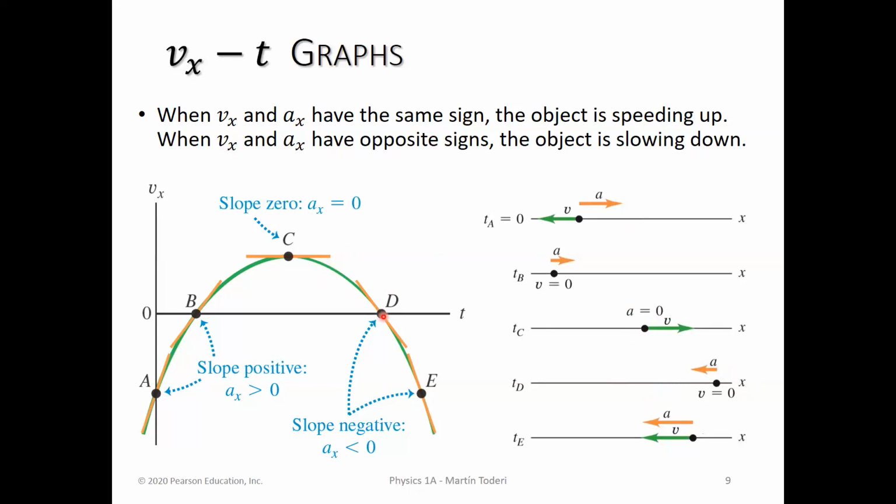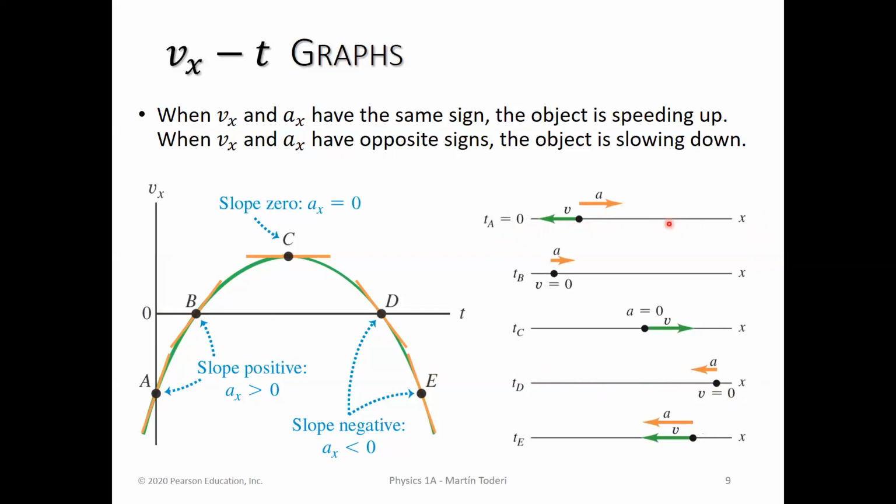So it crosses the t-axis, and at that point we get negative slope of the acceleration. So now acceleration is pointing this other way. So the object is starting to gain speed, pointing towards the negative side of the x-axis.